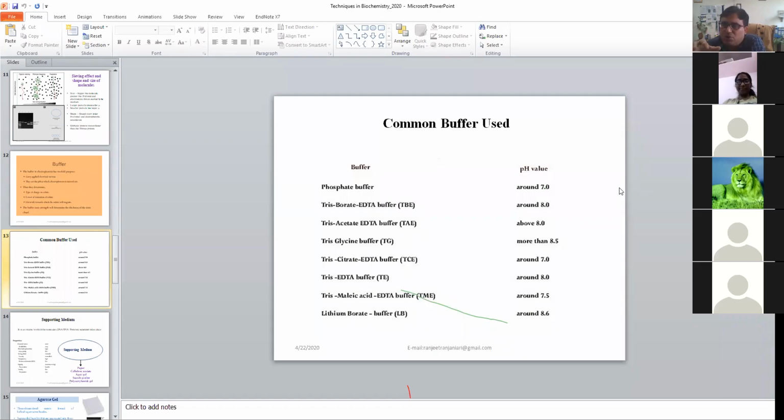So the most commonly used buffers out of these are phosphate, then TAE buffer, tris acetate EDTA buffer, and then TE buffer, tris EDTA buffer. These three are most commonly used. Now you have to tell me what is the function of EDTA in these buffers.